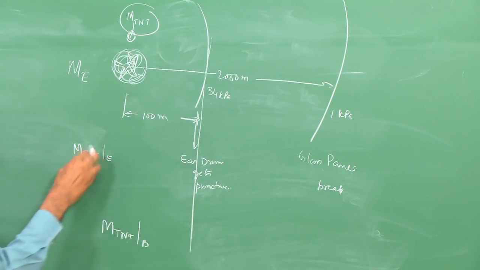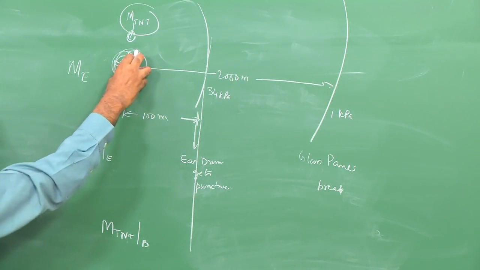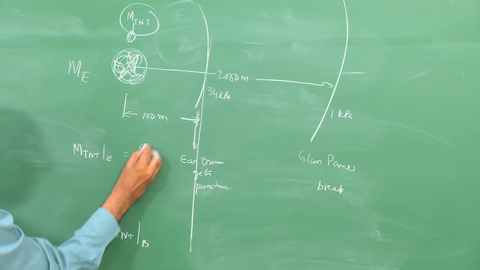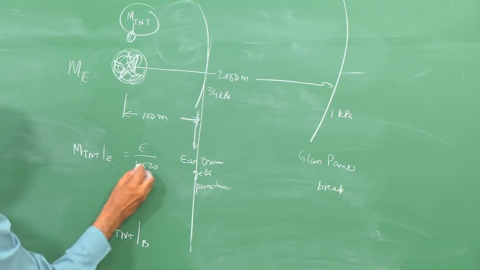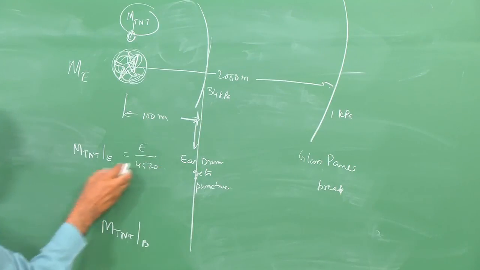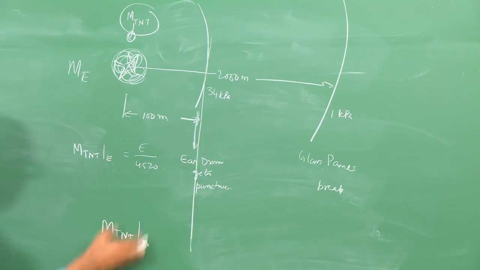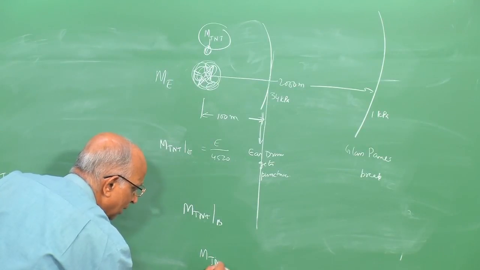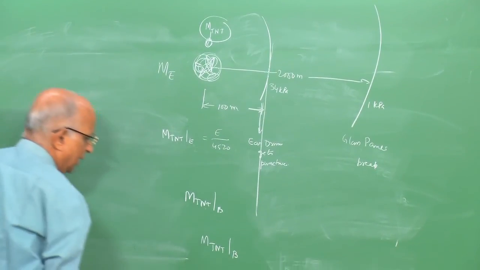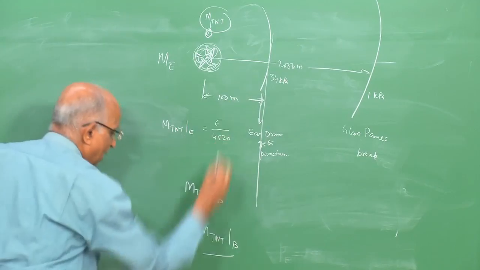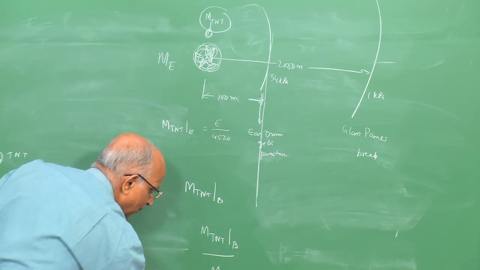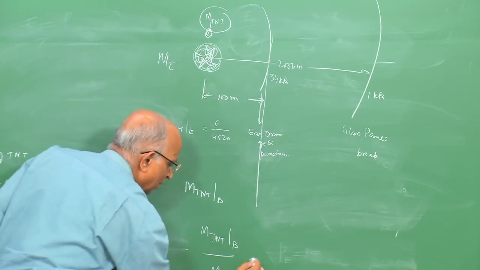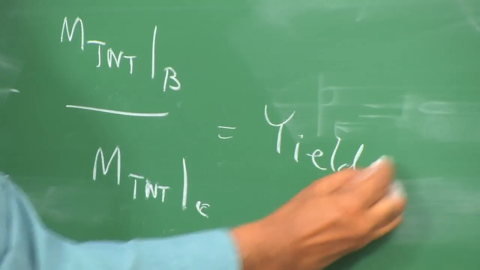But if I were to take the mass of TNT which gives me the same energy, the mass of TNT on the energy basis, namely the energy of the explosion divided by 4520 into the conversion factor for joules, that gives me the energy basis. The other is based on the actual blast damage. The ratio of the mass of TNT which gives me the same blast damage, divided by the mass of TNT which gives me the same energy, gives me what I call the yield of an explosion.